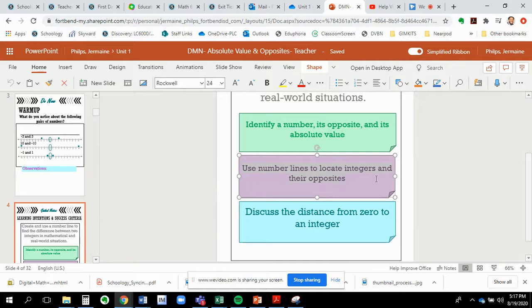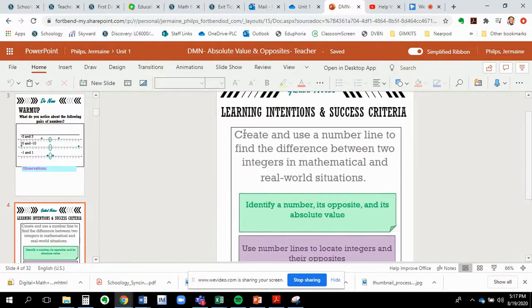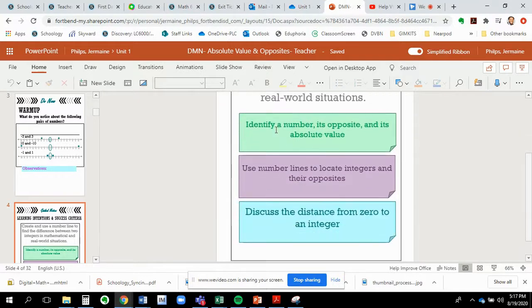Second is, can we use a number line to locate integers and their opposites? And last, discuss the distance from 0 to an integer. Okay? The way I know that I can complete this learning intention is I can show these 3 different things. If I can explain and demonstrate these 3, then I've mastered my goal for today.